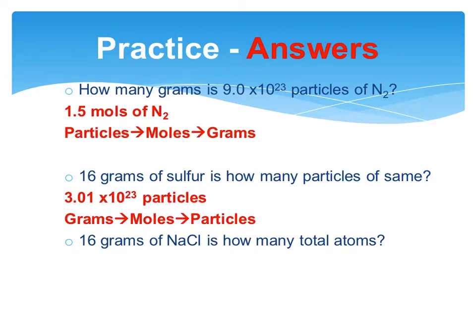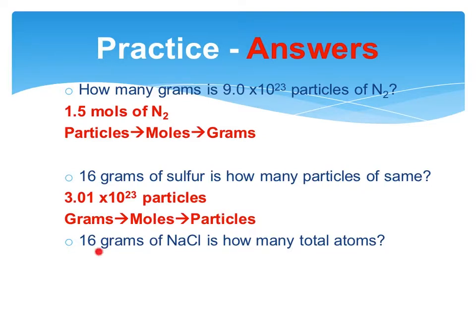The answers to the two problems are presented. I just wanted to show you real quickly. I didn't show you all the math, right? You should get 1.5 moles of nitrogen. Remember, now we're going from, what is my sequence here as far as conversion? I'm starting out with particles and I want to go to grams. So I'm going particles to moles, moles to grams. In this one I'm starting out with grams and I want to know how many particles. Grams to moles, moles to particles.